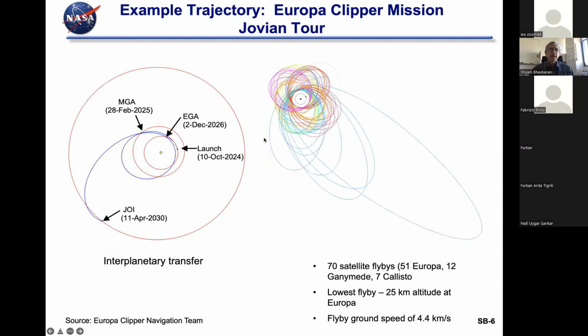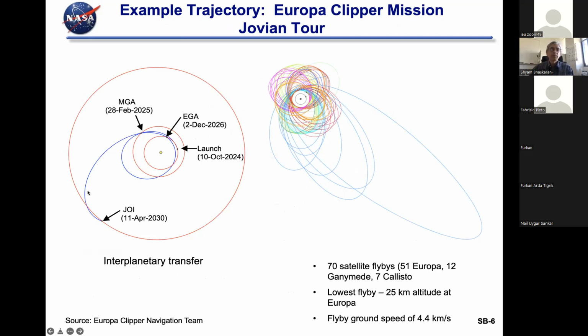Here's a little more complicated trajectory. This is actually a mission called Europa Clipper, which is going to launch in 2024. It will launch from the Earth and go to Jupiter. This is, I believe, a 6-year trajectory. So we launch in 2024 and get to Jupiter in 2030. But it's not just getting to Jupiter. We also do a flyby of Mars to give us a gravity assist boost, a little more acceleration to get to Jupiter.